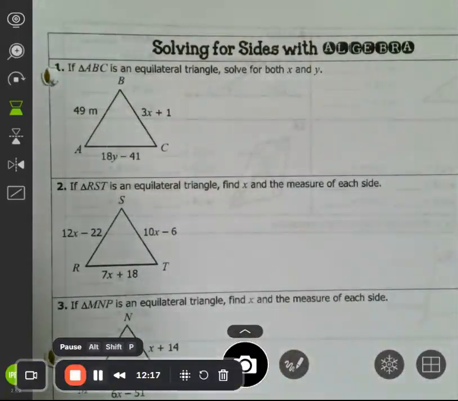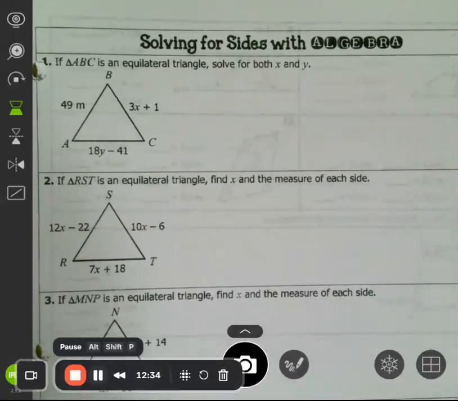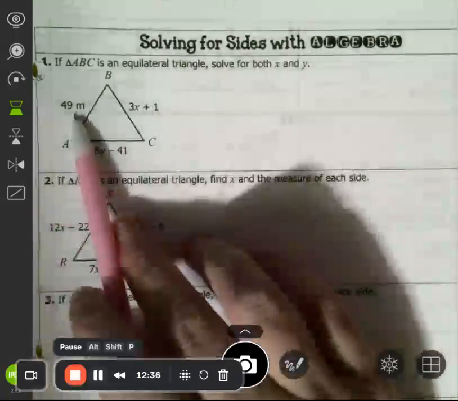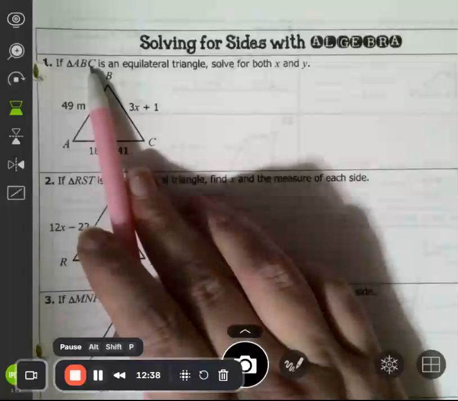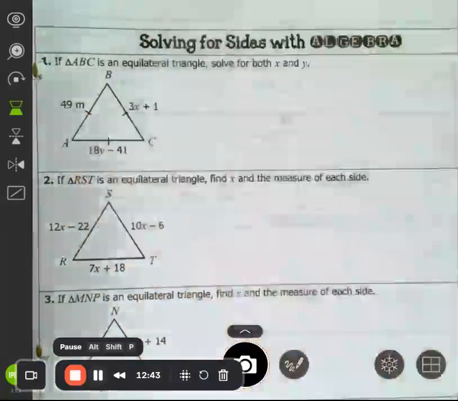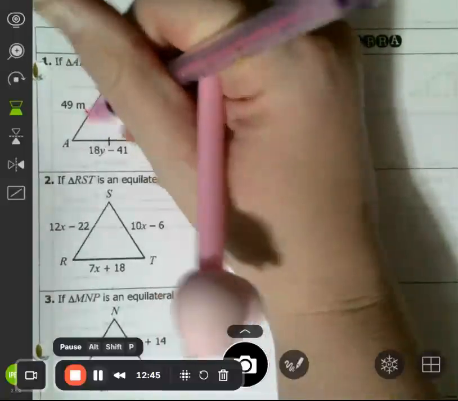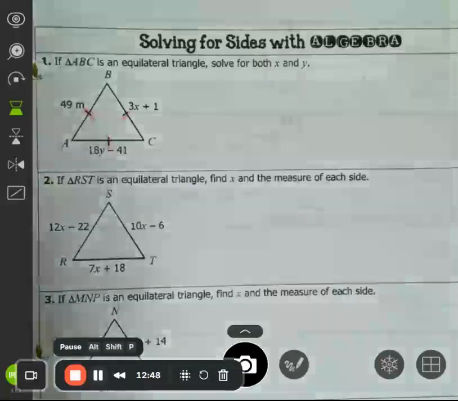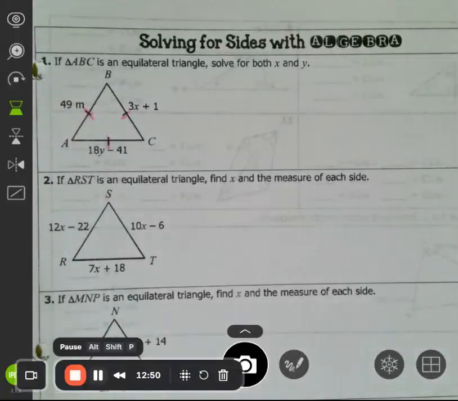Okay, let's look at how we can solve for sides of a triangle based off of the algebraic expressions given to us and the identification of the triangle. So on this handout, number 1, we see our algebra here. It says if triangle ABC is an equilateral triangle, I'm going to go ahead and put my congruency marks because I know that means all three sides are equal to each other. Solve for both x and y.